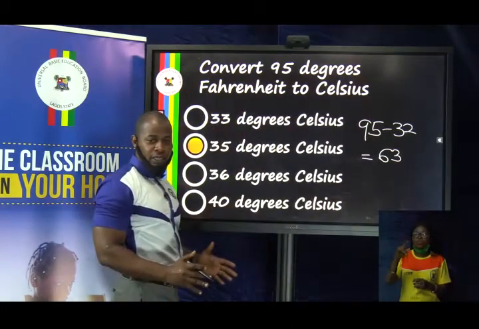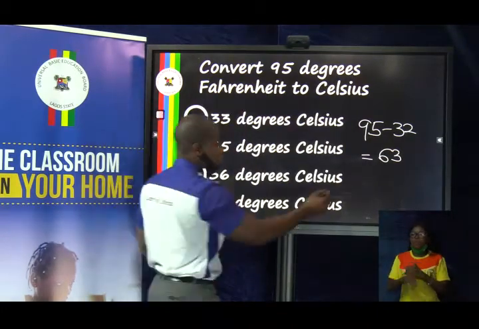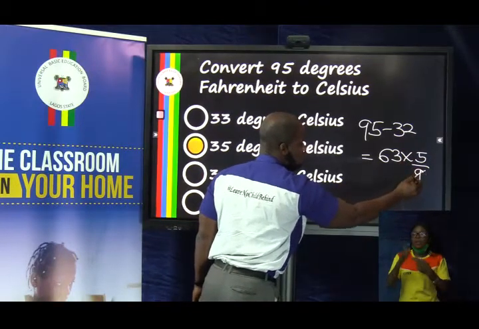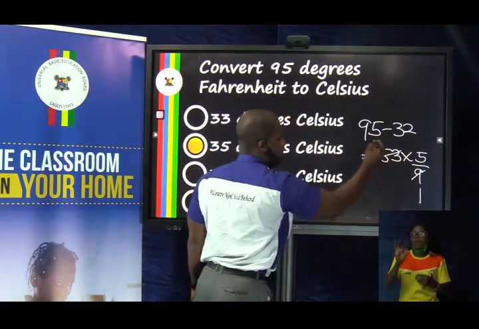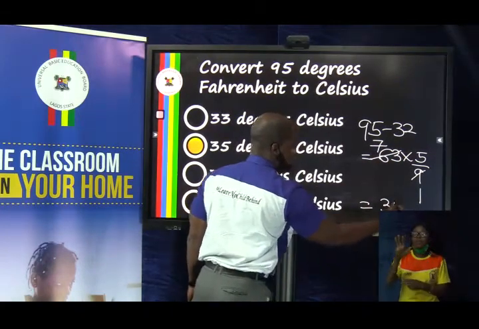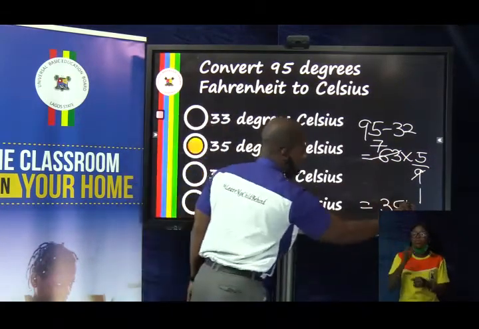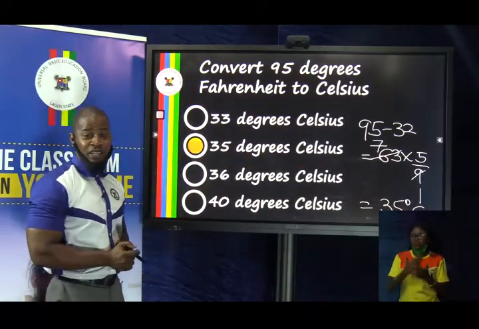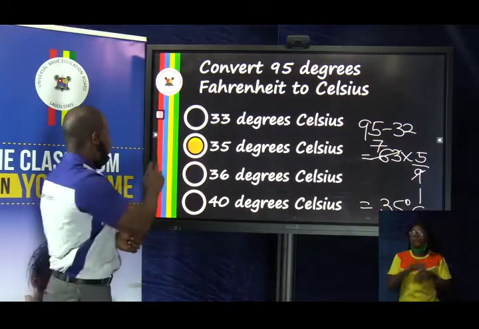Then you need to scale it down with 5/9. So you scale it down with 5/9. 9 goes here 1, 9 goes here 7. 7 times 5 is 35. That's how you get your 35 degrees Celsius. Did you get that correctly? Good job, you. Let's move on.